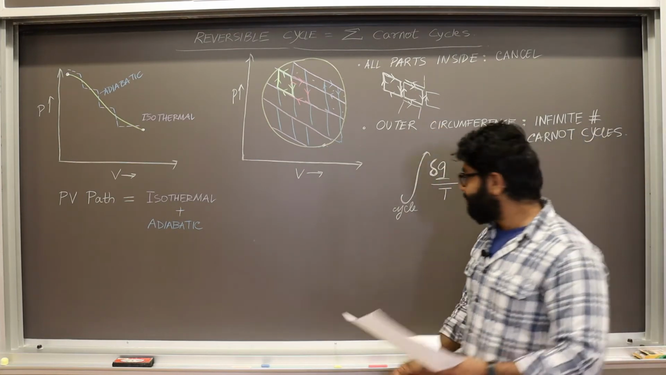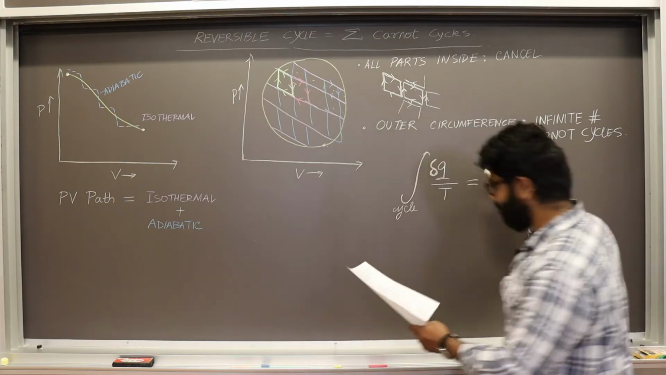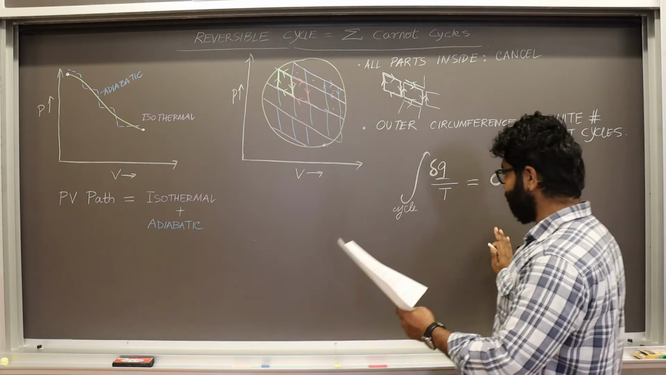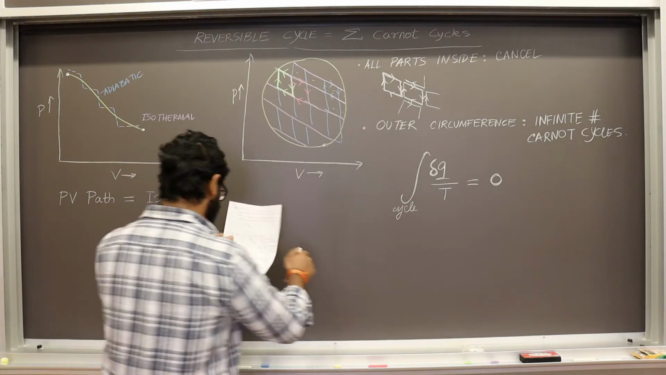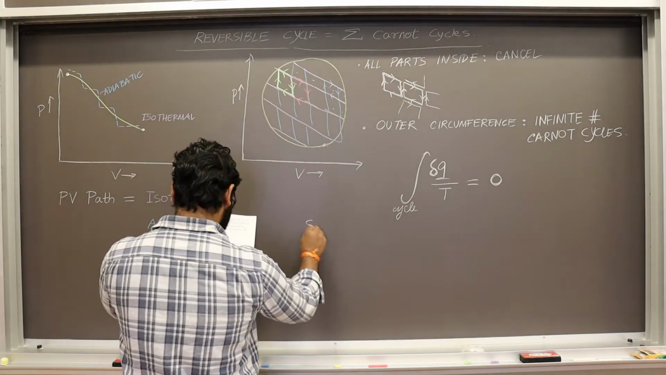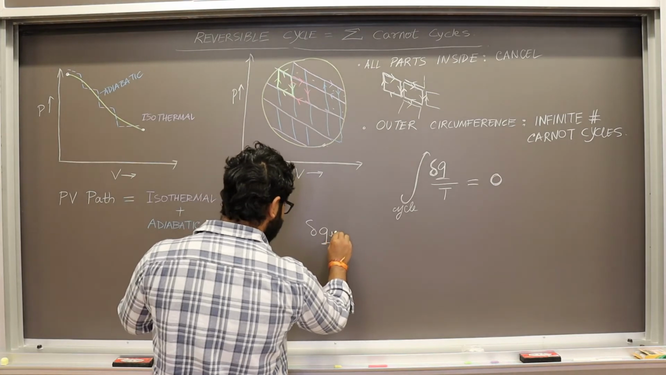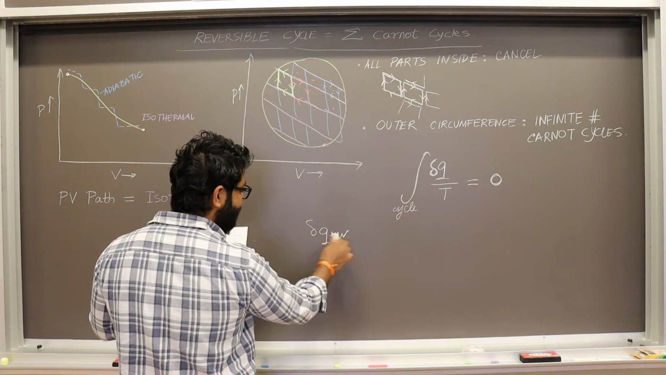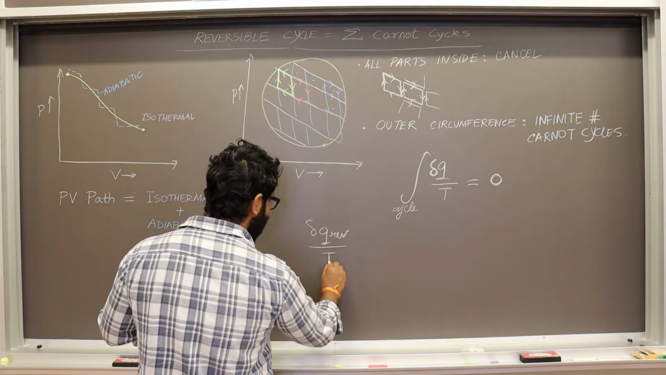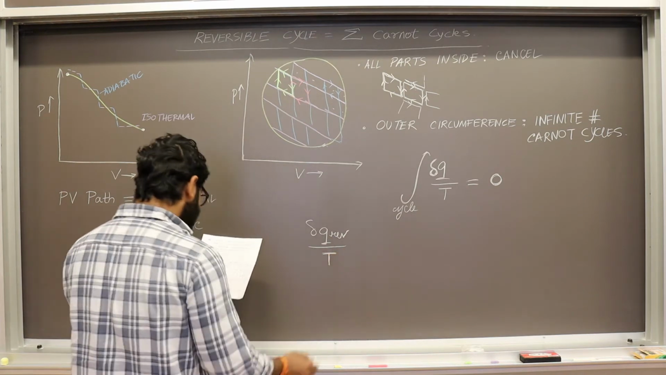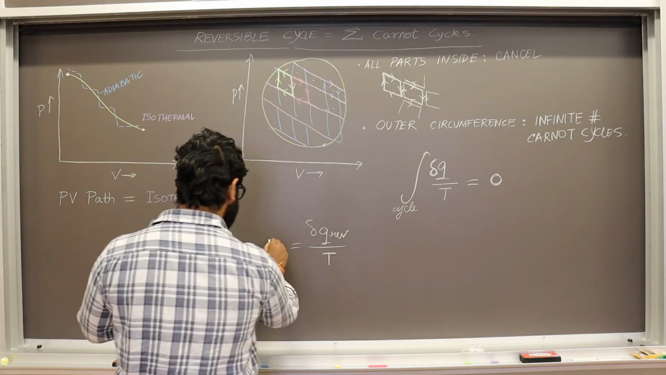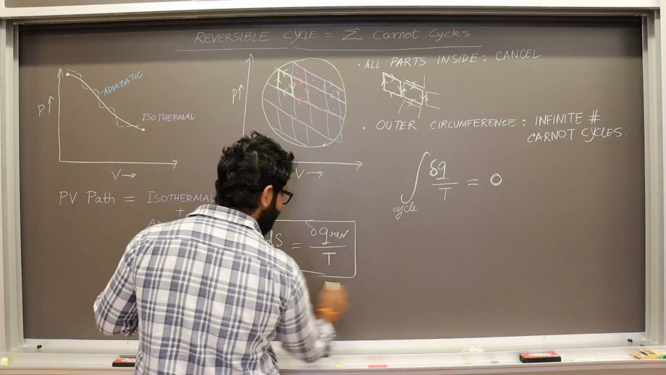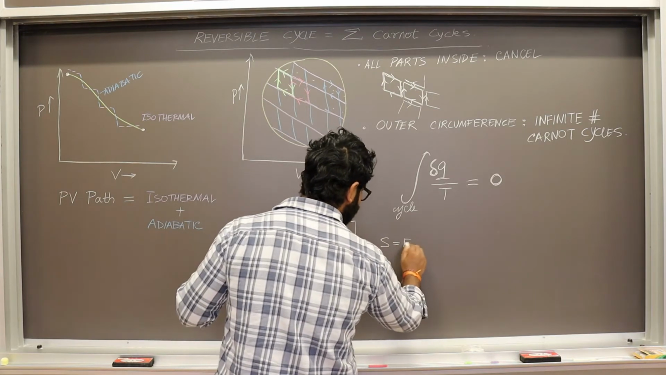Now this value, the del Q by T, will be represented by this. If you have a reversible process, the del Q will be represented by del Q reversible over T. So this quantity is basically dS. Now what is S? This S is the entropy.